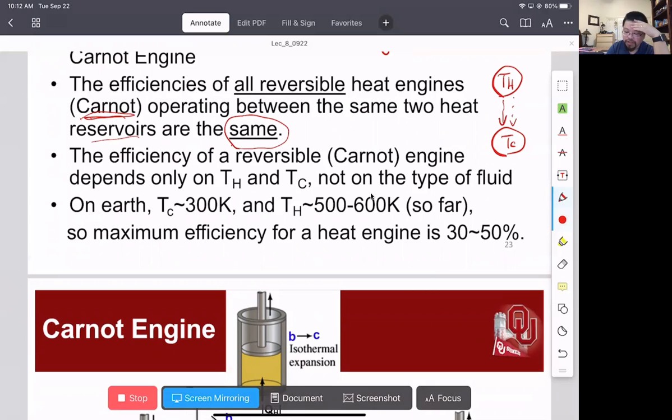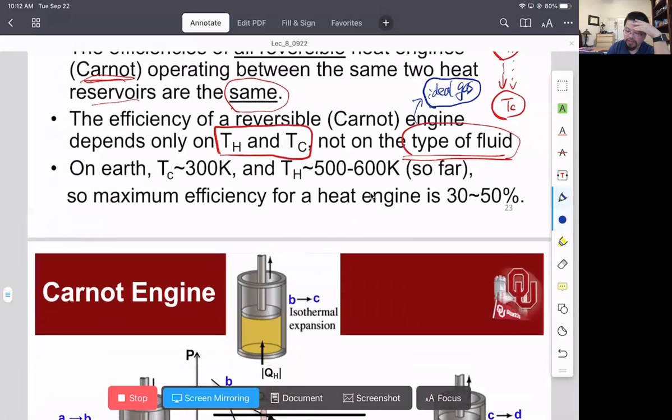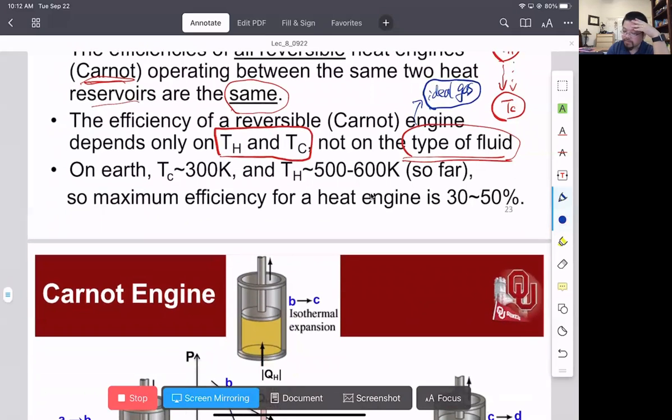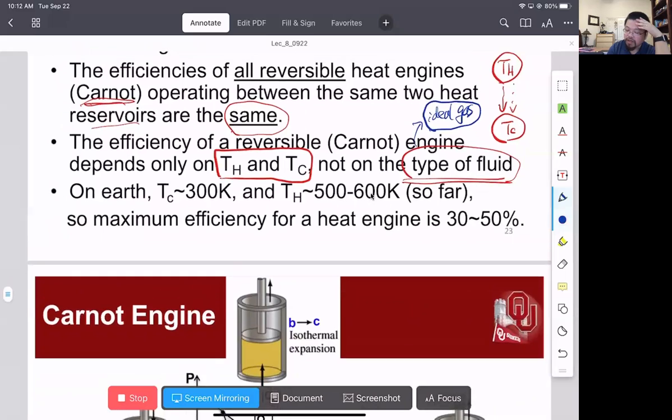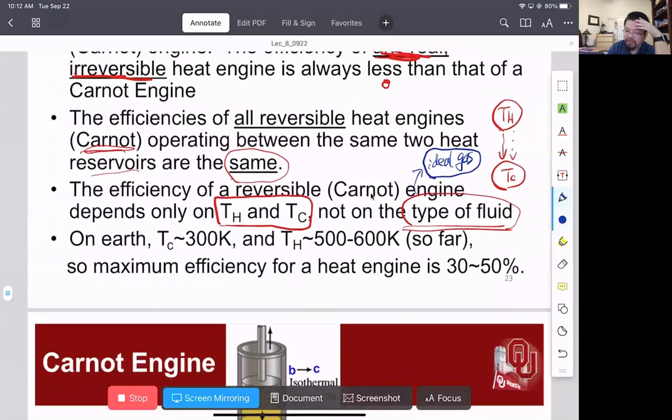Okay. The third is also very convenient. We'll see in a minute. The efficiency of a reversible Carnot engine depends only on TH and TC, not on the type of fluid. So there we try to extend the statement that we are going to use ideal gas for the Carnot engine, with discussions in just a minute. The third would be quite useful to give us some feeling.